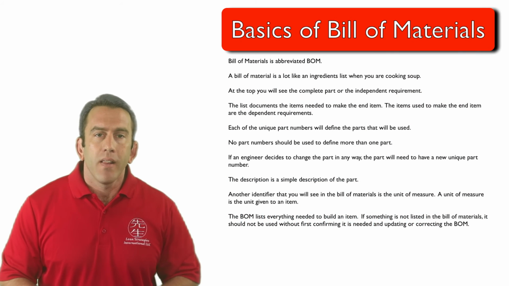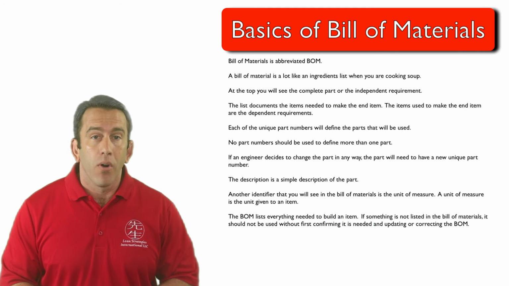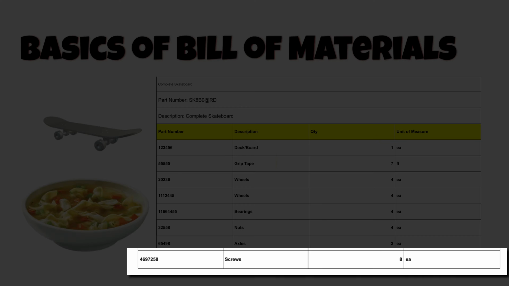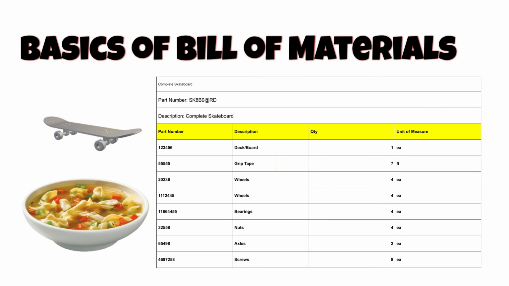Let's look one last time at our skateboard bill of materials. As we can see, the board takes 8 screws. We can assume that these screws are universal and not specific to one hole of the skateboard. If they were, we would have different unique numbers for the screws.